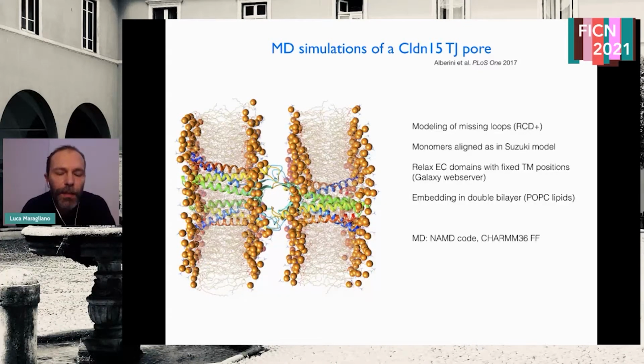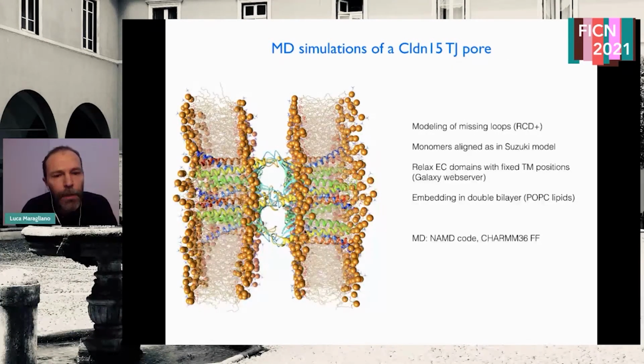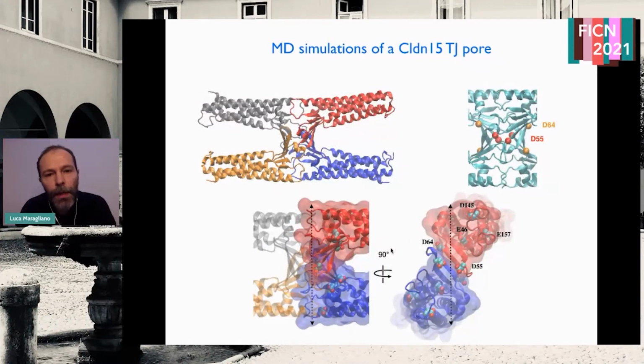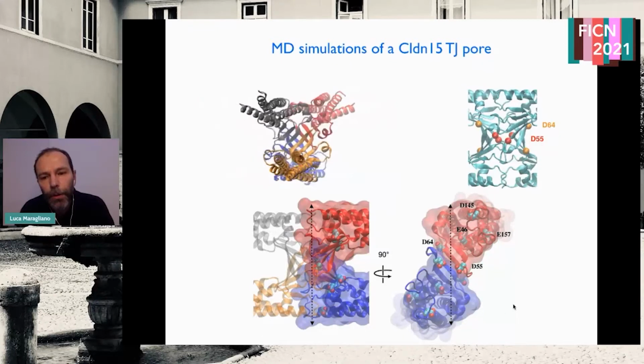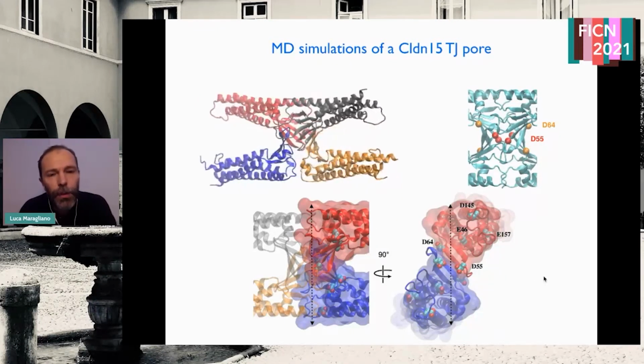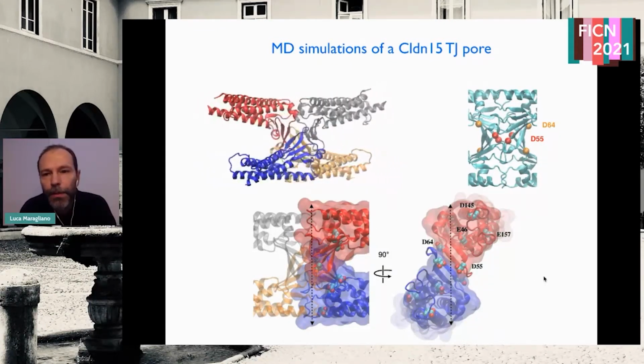So this is the structure that we made for a single pore, and we also investigated a double pore to explore different possible conformations of the loops. But I will be showing results mostly for the single pore. So this is how the single pore structure looks, just to let you appreciate it in 3 dimensions.